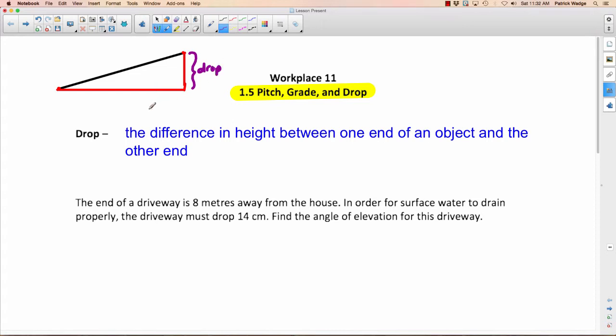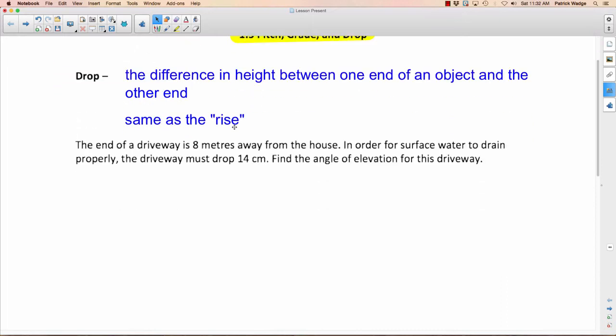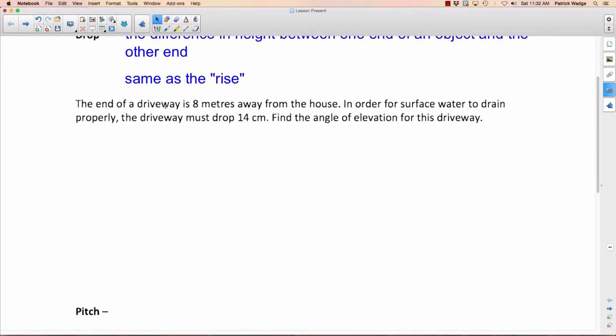Now, wait a minute. Haven't we already talked about this distance before? Don't we already have a name for this? We absolutely do. This distance right here is also called the rise. It's exactly the same thing. Drop and rise are the same thing. So if you're doing construction and creating a driveway or something, you might use the word rise, but you might use the word drop like they do in this question.